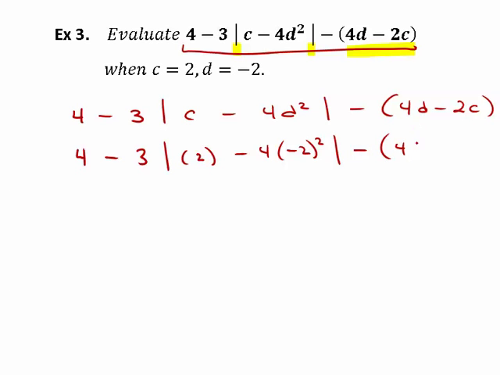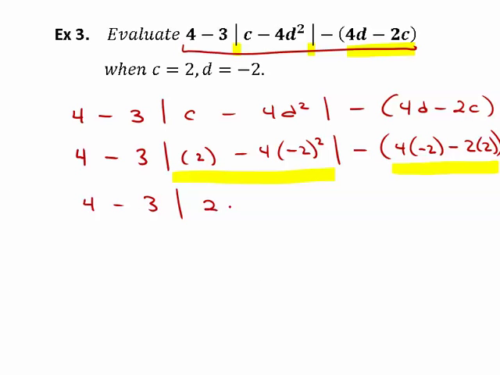We have 4d, so again replace the d with negative 2 and replace the c with positive 2. Now the order of operations: we can go ahead and work inside the groupings. We can think of absolute values as a grouping, and the second part. So bring everything else down. We have 4 minus 3.